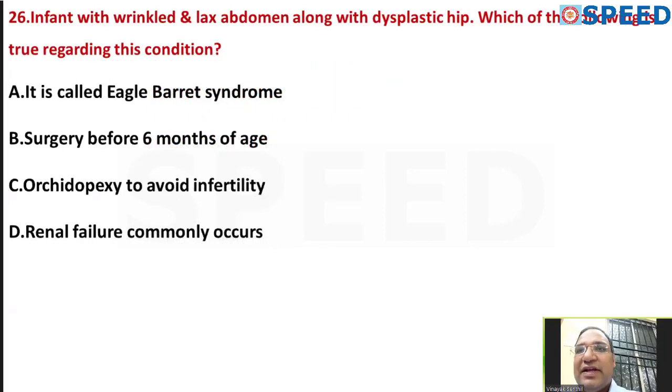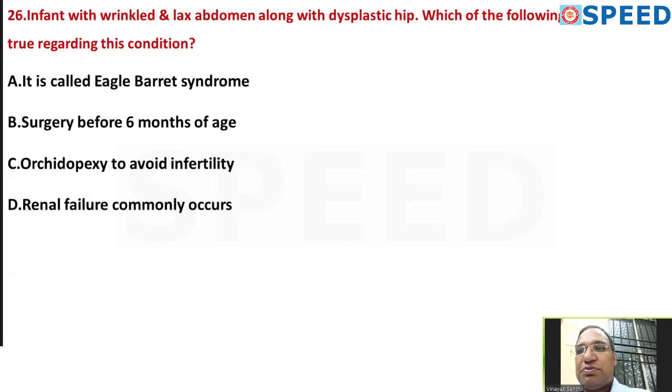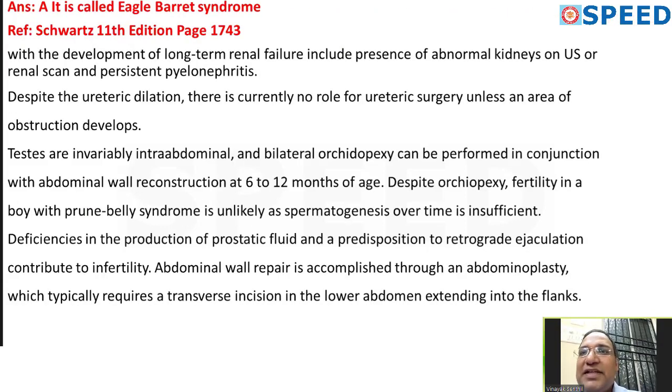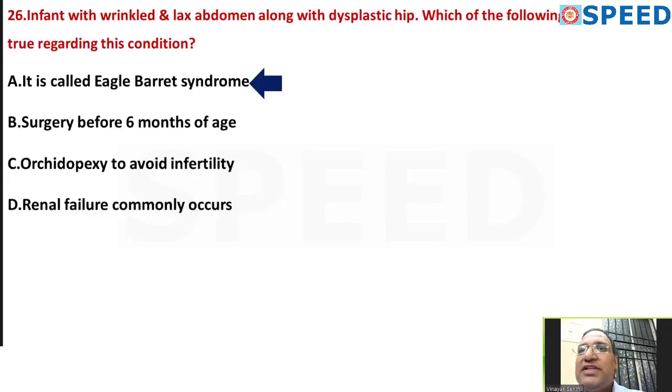Infant with wrinkled and lax abdomen along with dysplastic hip. Which of the following is true regarding this condition? The standard entrance exam question. Correct. The option is Eagle-Barrett syndrome. Option A. So prune belly syndrome or Eagle-Barrett syndrome, both are the same. Prune belly syndrome refers to a disorder that is characterized by extremely. Next slide.